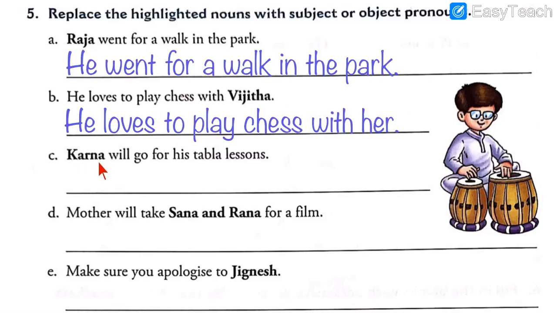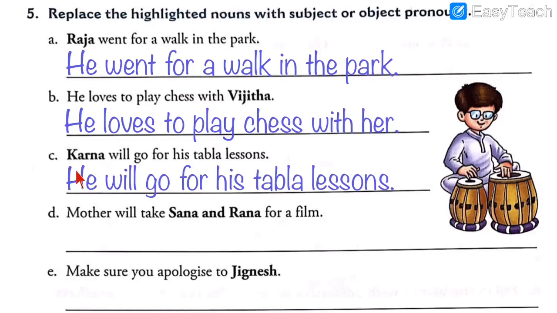Third one, number 3. Karan will go for his tabla lessons. Here is the image, you can see the boy Karan who is playing tabla. Karan will go for his tabla lessons. Karan is the name of a boy and we ask the question who will go? So Karan will go. So we write he, it is subject pronoun. So the answer will be he. Instead of Karan, I have written he and the rest of the sentence as it is. Will go for his tabla lessons.